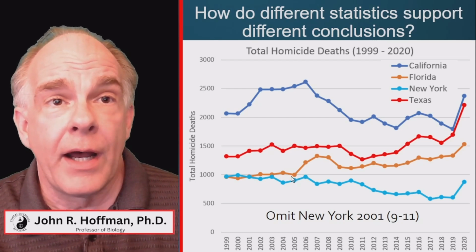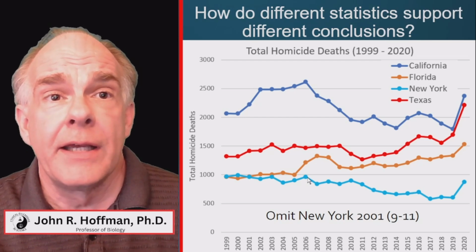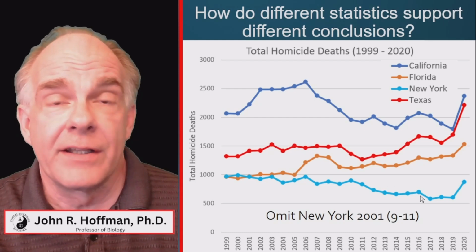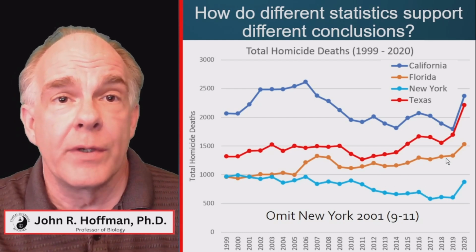But from that point on, homicide rates, or homicide totals, in New York have declined, at least up until 2020, while in Florida, those numbers have increased.